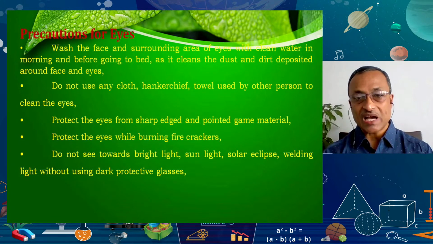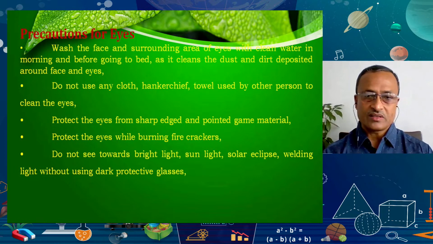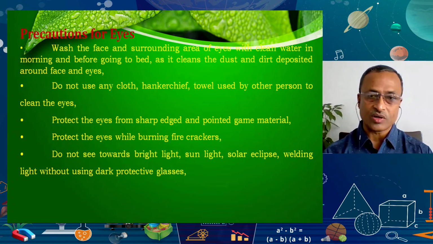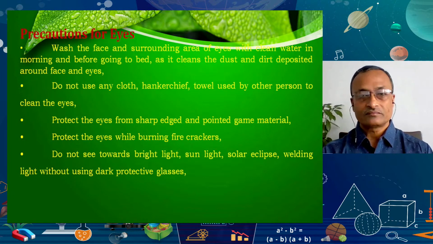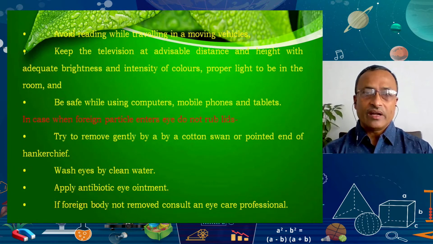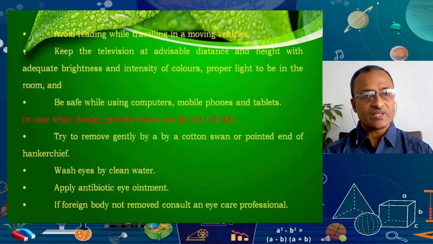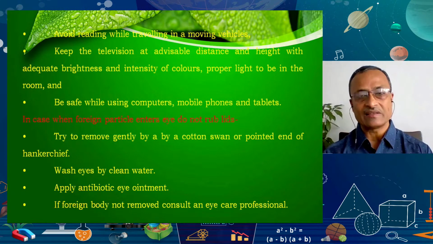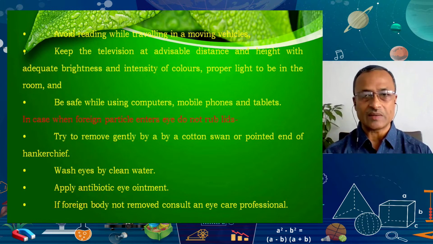Protect the eye from sharp edges. Protect your eyes while burning firecrackers. Do not look towards bright light or sunlight, or solar eclipses. And if at all you want to see these solar eclipses, you should use proper dark protective glasses. Avoid reading while you are traveling in a moving vehicle. Keep the television at an advisable distance with adequate brightness around the TV kept in your room.